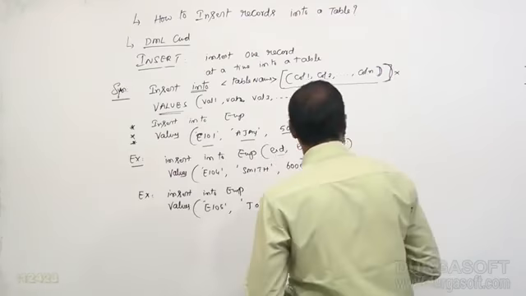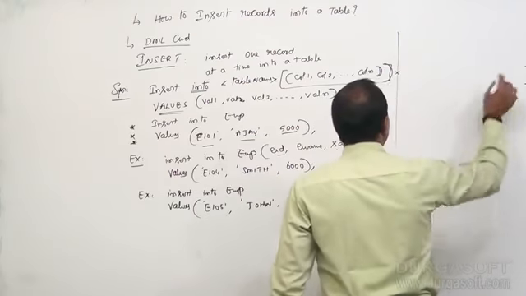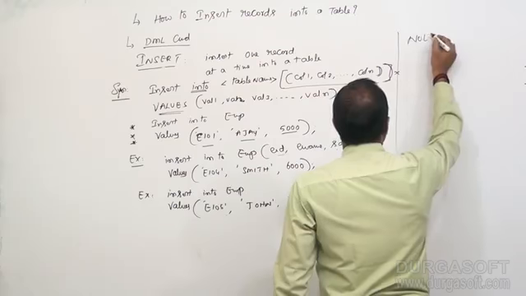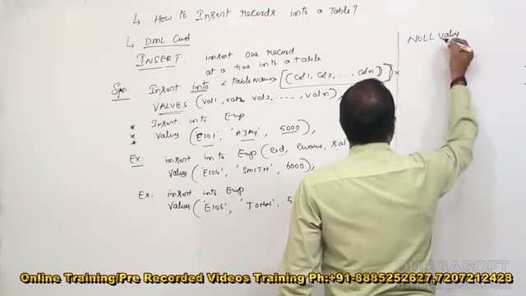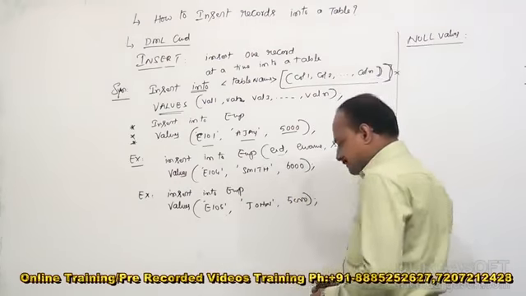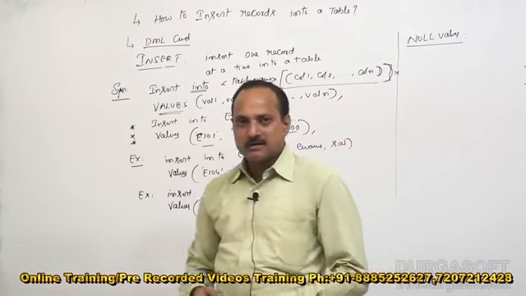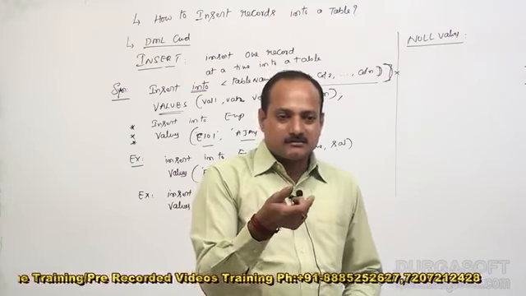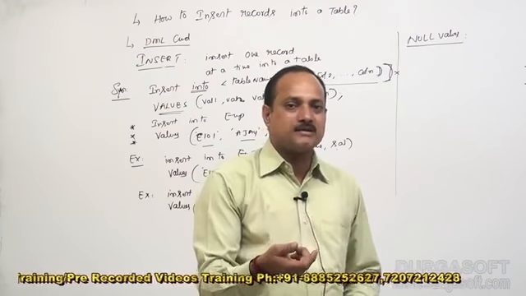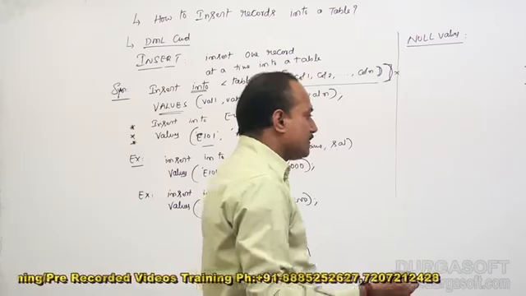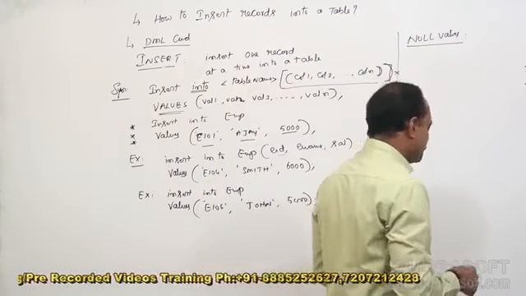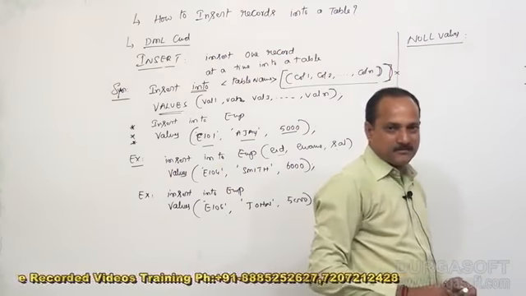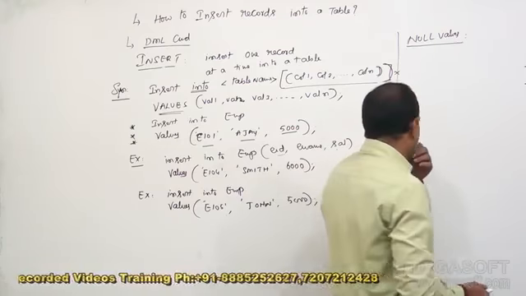So let me discuss the next topic. What is a null value? If you miss a value for a column while inserting a record, then that missed value is known as a null value. A null value is known as a garbage value. There is no meaning for that.